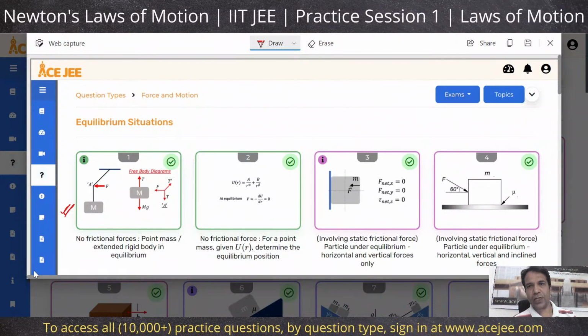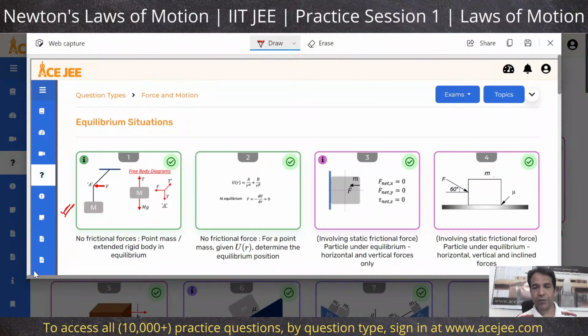Because dealing with friction, we have to be careful about a few things. So we'll learn about those different things that we should be very careful about when dealing with static friction or kinetic friction. So first, the question type once again deals with a particle or a rigid body under multiple forces.